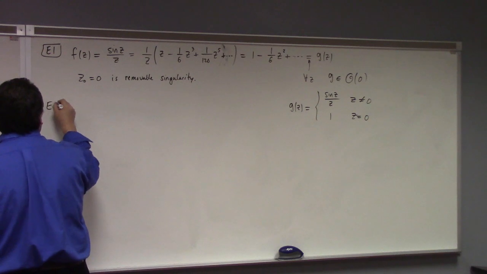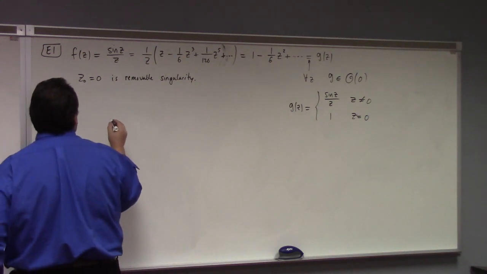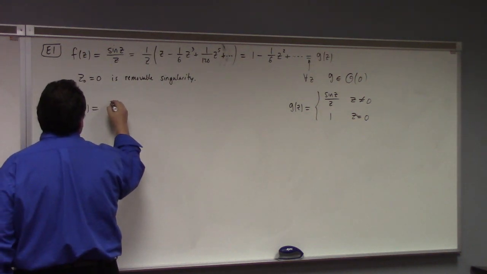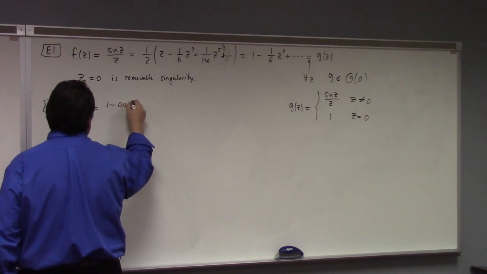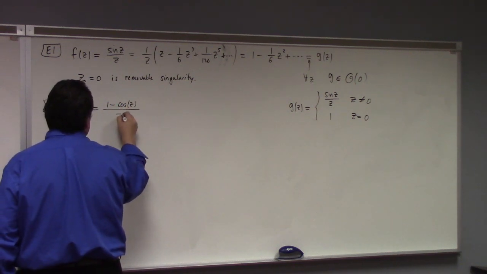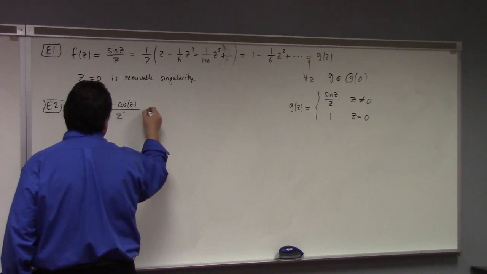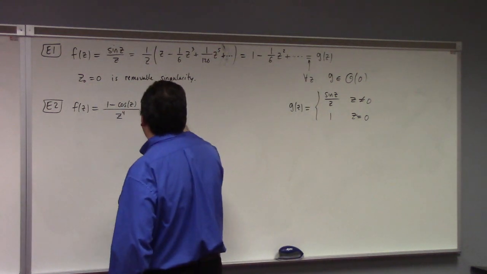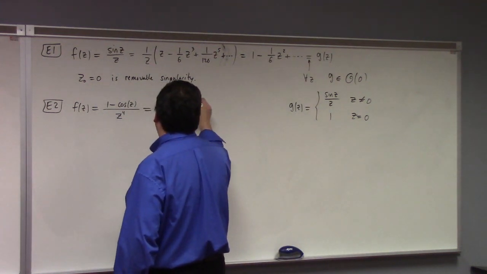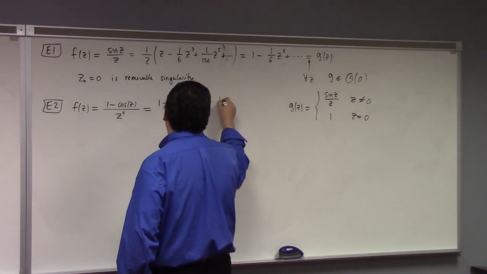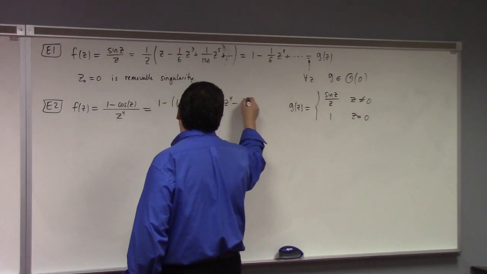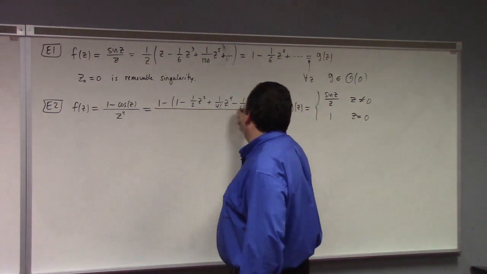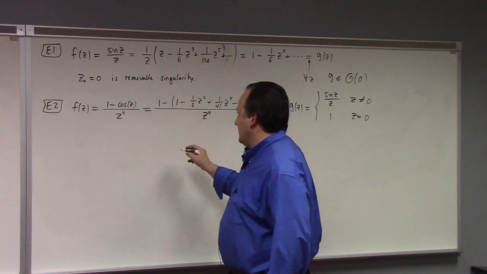Example 2. I guess we can get more mileage out of this example, but what if we had f of z equals 1 minus cosine of z divided by z to the 4th? What would that be? Well, let's see here. 1 minus cosine z is what? It's 1 minus, you got 1 minus 1/2 z squared plus 1 over 4 factorial z to the 4th minus 1 over 6 factorial z to the 6th, and so forth. And that all is divided by z to the 4th. So how does that work out?